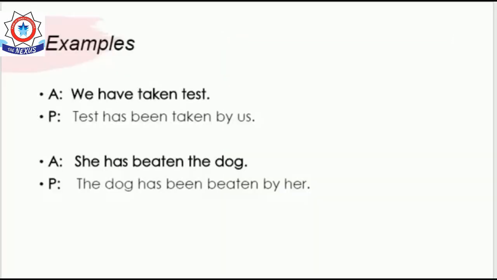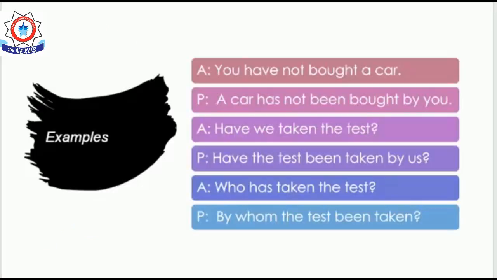By is used before the object. This is an example. We have taken the test. Tests have been taken by us. See, the test, the object, converted into subject. We moved towards the object, and in the objective case, has been taken by us. She has beaten the dog. The dog has been beaten by her.